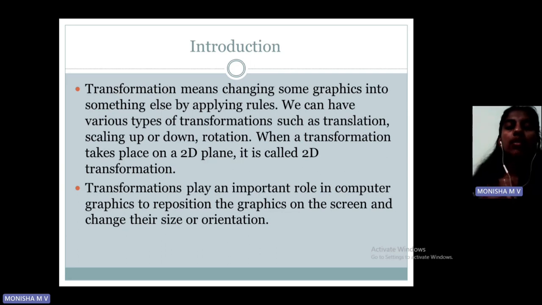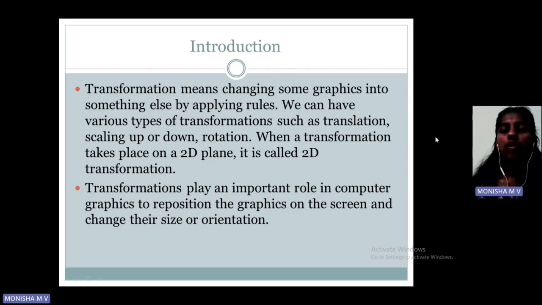Before that, transformation plays an important role in computer graphics to reposition the graphics on a screen and change their size or orientation. We will see how orientation, repositioning of the models and resizing are done using transformations in 2D transformations.